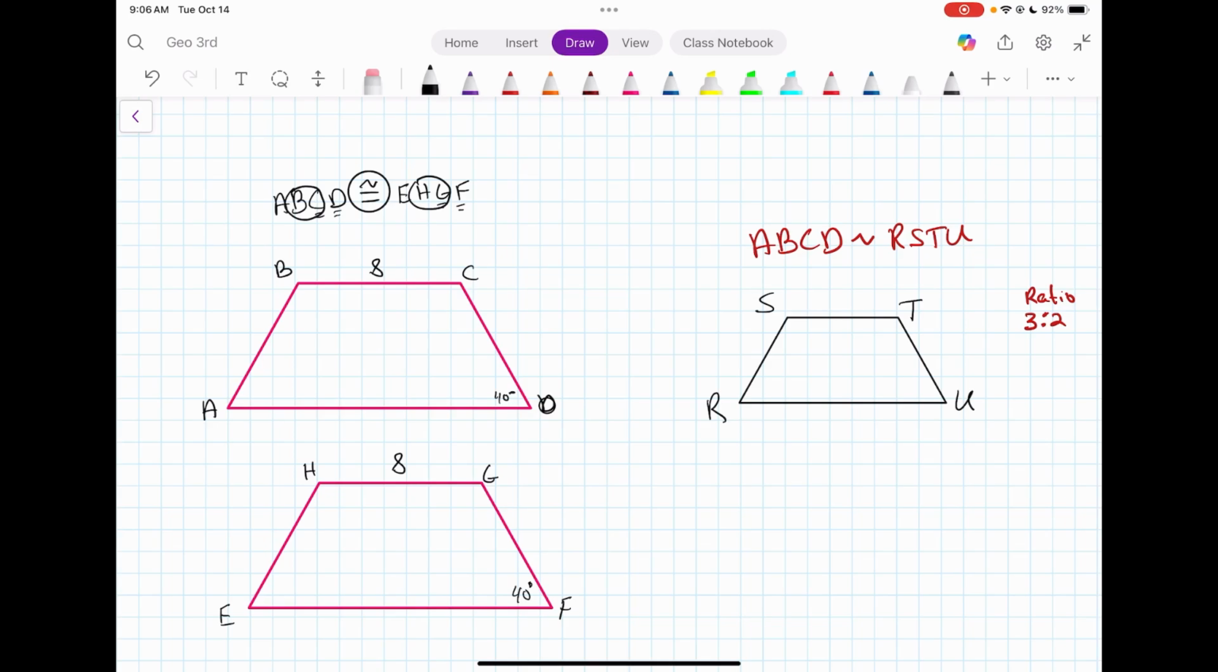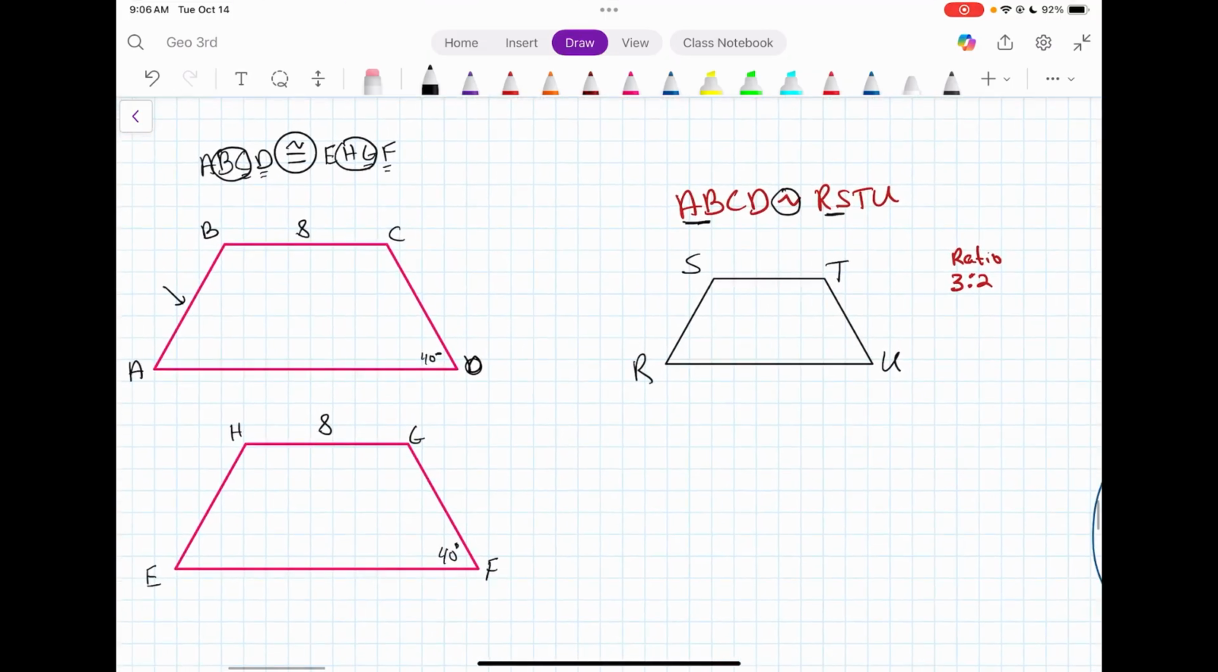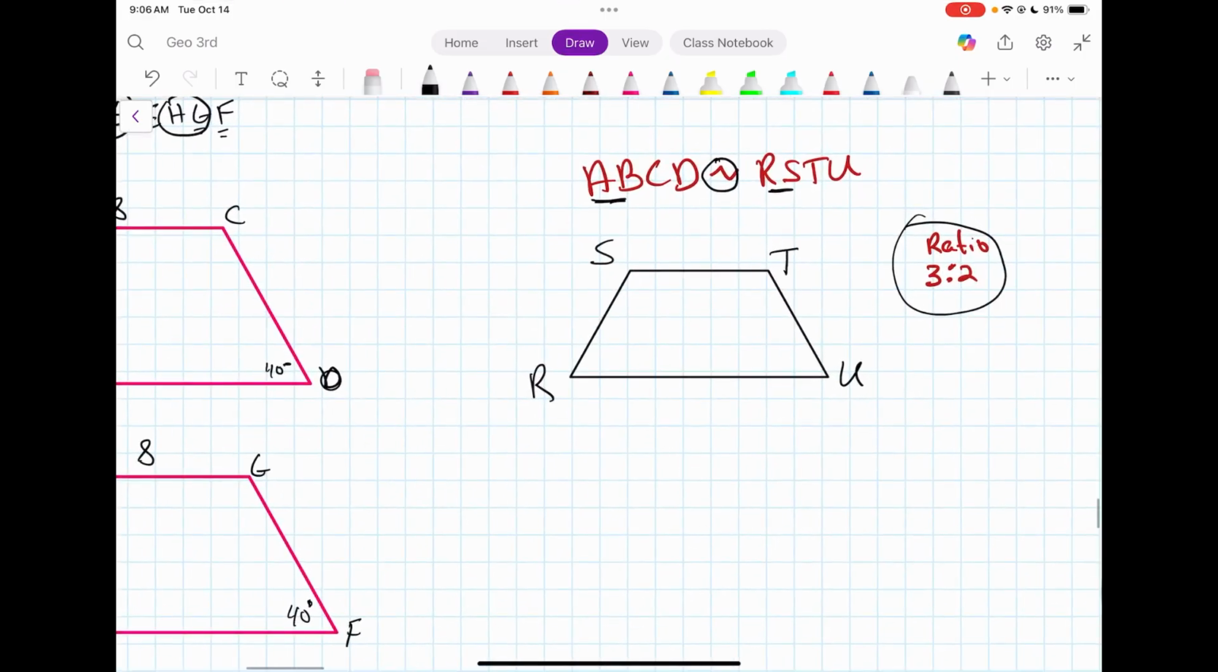So a similarity statement works the exact same way a congruent statement does. It tells you what side lengths are proportional, what side lengths go together, such as here, side length AB for my first drawing would be proportional to RS. Now, this ratio tells us how much bigger or how much smaller a shape is. Sometimes it's helpful to take a ratio and turn it into a scale factor by dividing the two numbers.